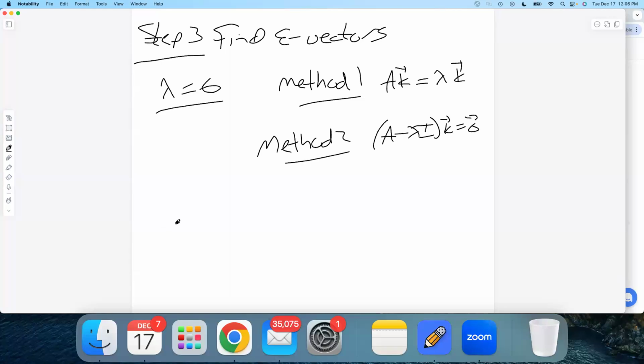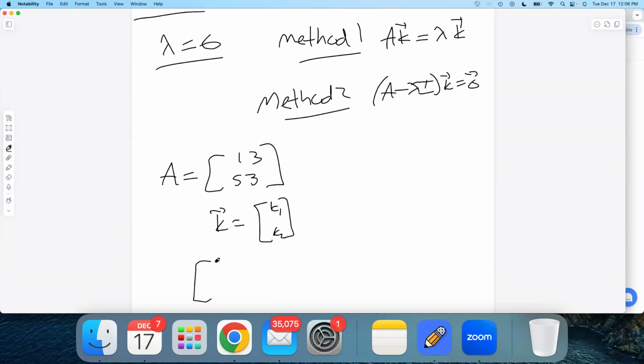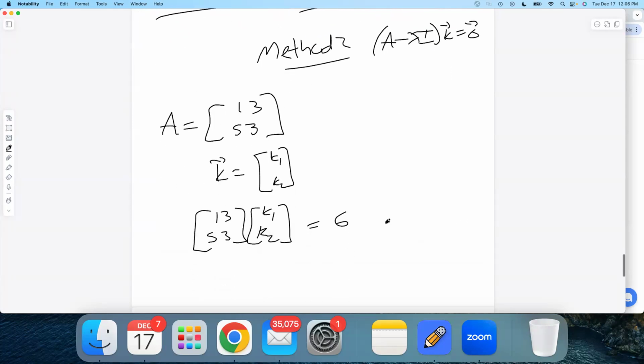So remember, A was 1, 3, 5, 3. And we've got lambda equals 6. So I've got some vector K that I'm going to call K1, K2. That's what I'm trying to solve for. So I don't know these guys yet. So I want A times vector K to equal lambda, which was 6 right there, that's the guy we're working with right now, times K.